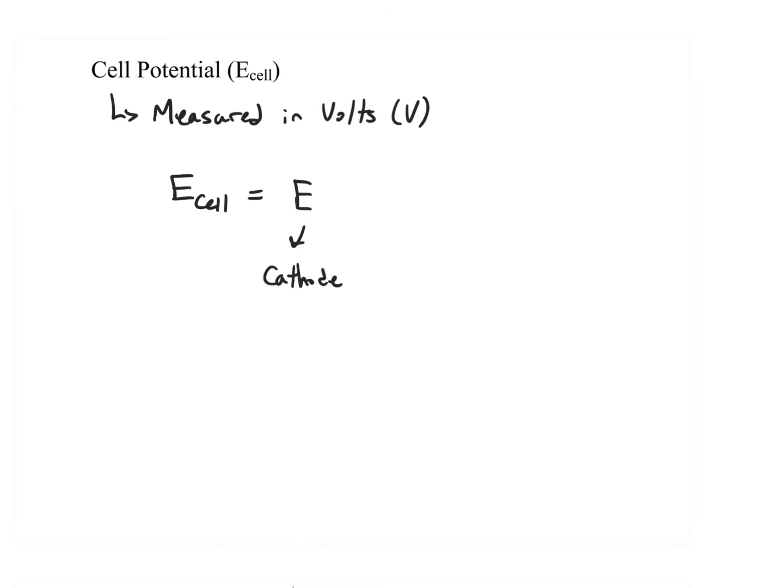Now, cell potential, which is measured in volts, is basically taking the two half cells and subtracting the electrical potential at the cathode from the electrical potential at the anode. These electrical potentials are identified in extensive tables that I will show you on the next slide. But all of them are always listed as a reduction potential.